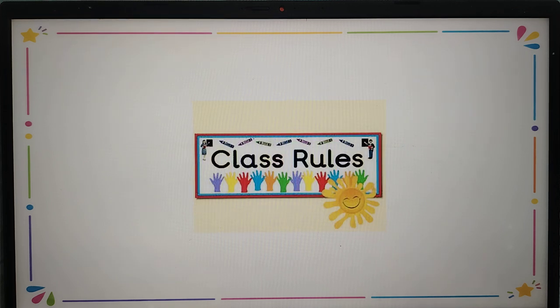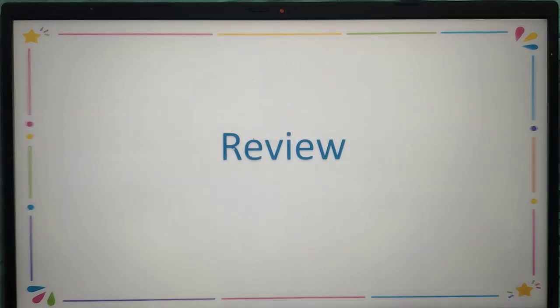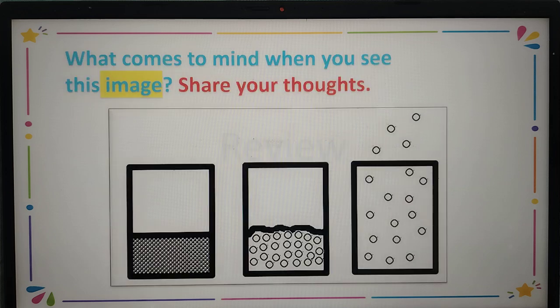Don't forget our class rules. Most of the time, before we conduct activities, we need to set our class rules first. For key stage 1 or key stage 2, you can use this one. As part of the review, you may introduce this to your learners.